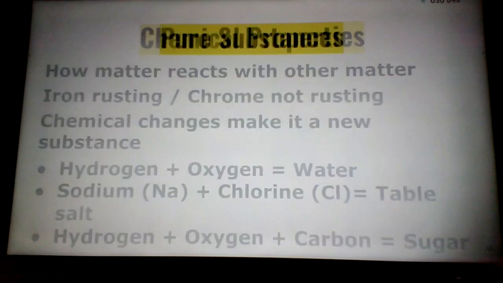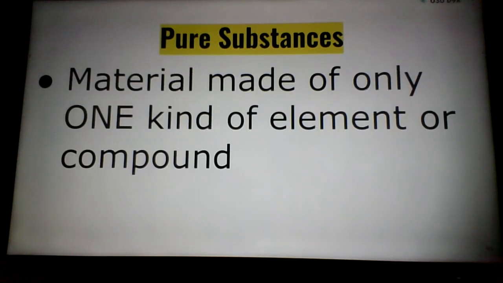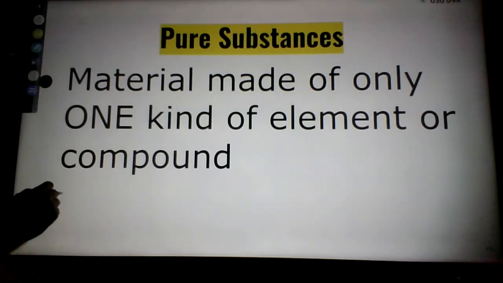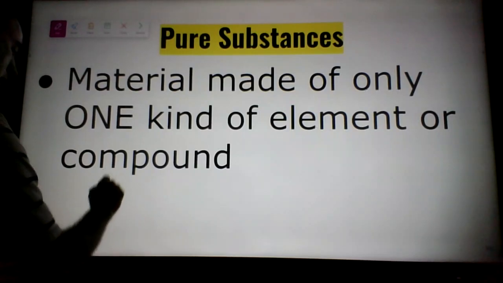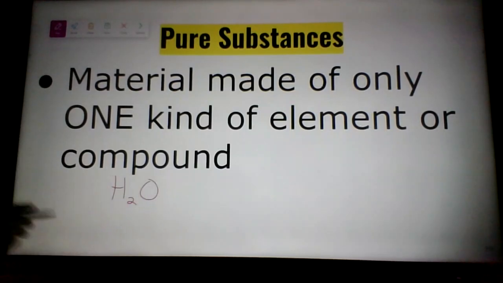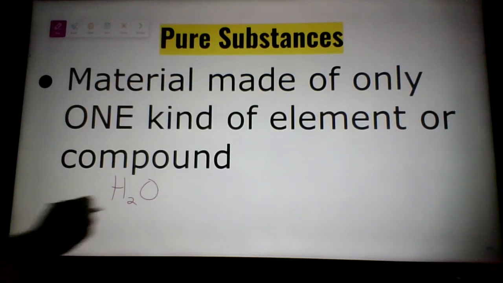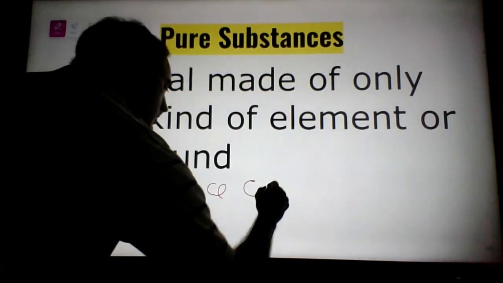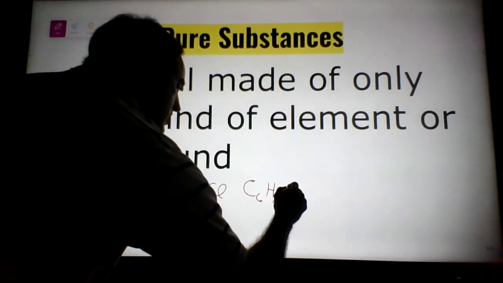Now ready. A pure substance is a piece of material that's made up of only 1 kind of element or compound. Well, we mentioned water. Water is a compound because water is made up of at least 2 different elements put together exactly the same way. But water is going to be exactly the same every single time. So will salt. And so will glucose, that sugar I mentioned a moment ago.